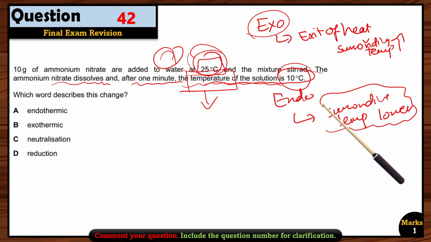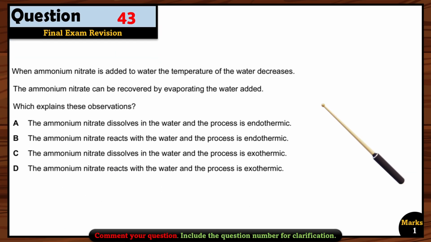You just have to look at the word temperature. If the word temperature is used, it means they are talking about the surrounding, not about the solution or the reaction mixture inside. These are all your surrounding. Even your reaction mixture is a surrounding. So if you see the word temperature and it is reducing, it means it is endothermic, because they are talking about the surrounding. So which option is right? Option A is the correct option.